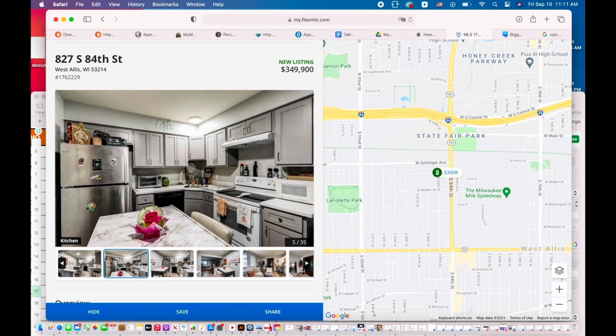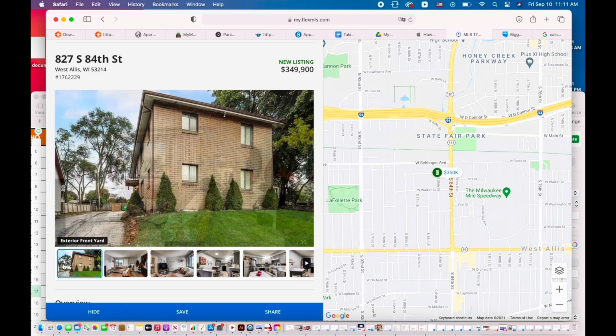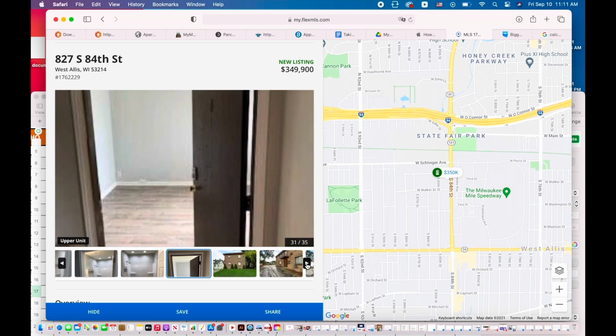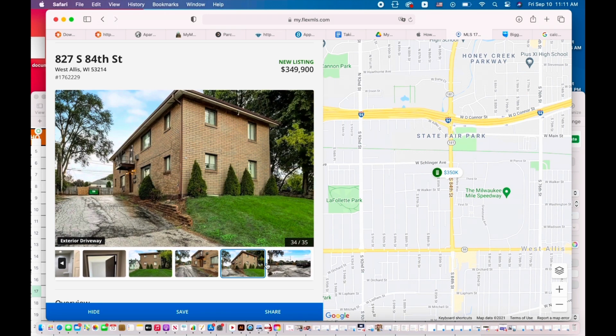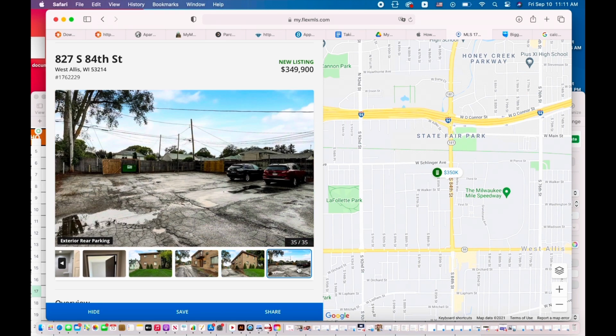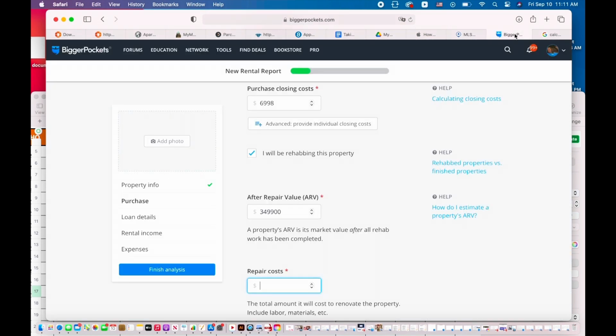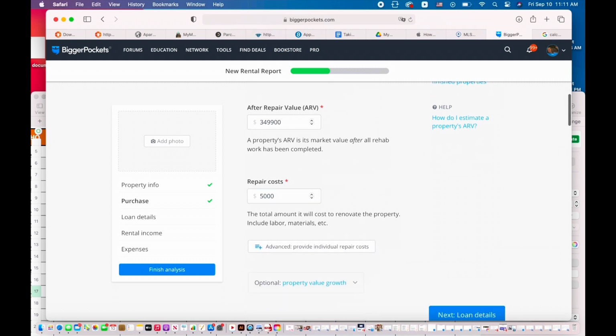So in your letter of intent, you should always have a clause for an inspection, especially if you're new to real estate investing. But yeah, as you can see, it is a decently nice property, and it's also brick, which I personally love. Brick properties are just sturdy and reliable. So yeah, I just put in $5,000 for repair costs.